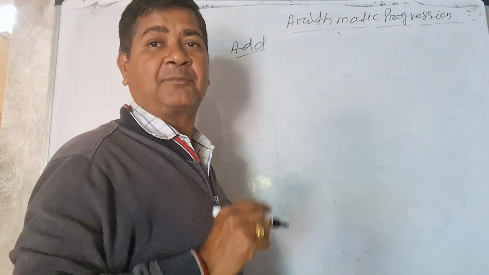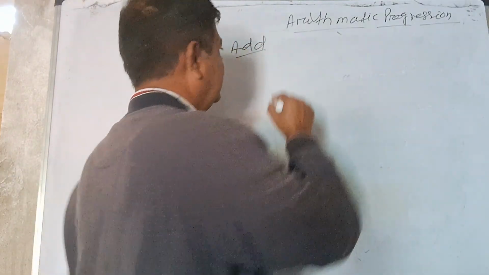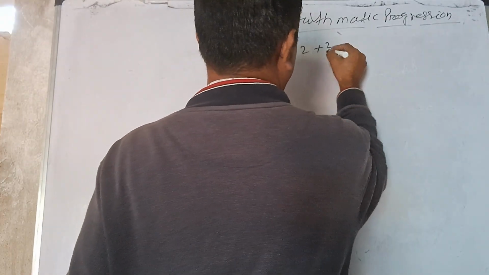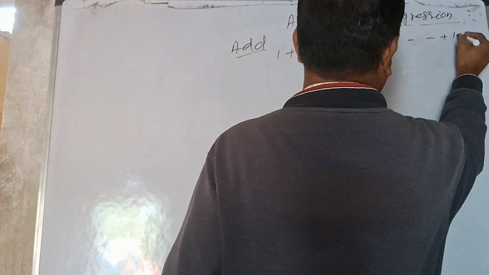Sum of 100 terms starting from 1 plus 2 plus 3 up to 100.